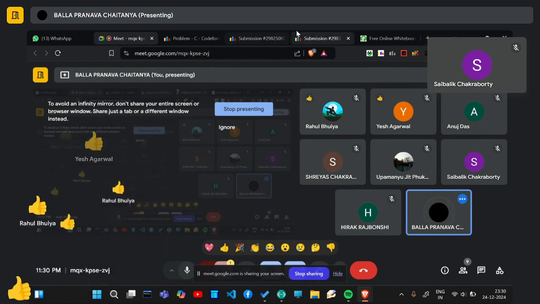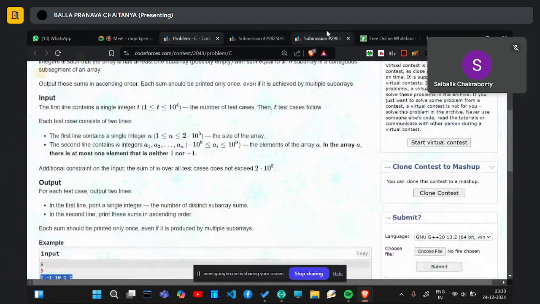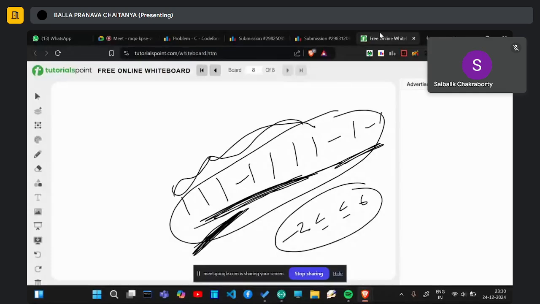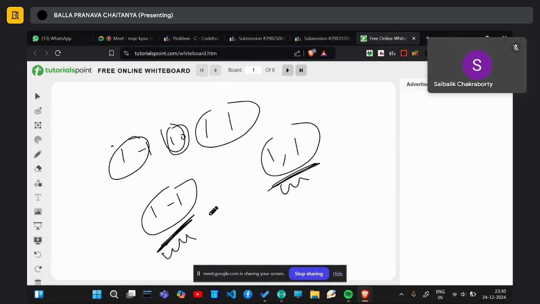If this is clear, then the problem is really simple. We simply reduce the problem into two. We have two subarrays. Suppose here we have a -1 and a 1, and here we have 1 and 1.